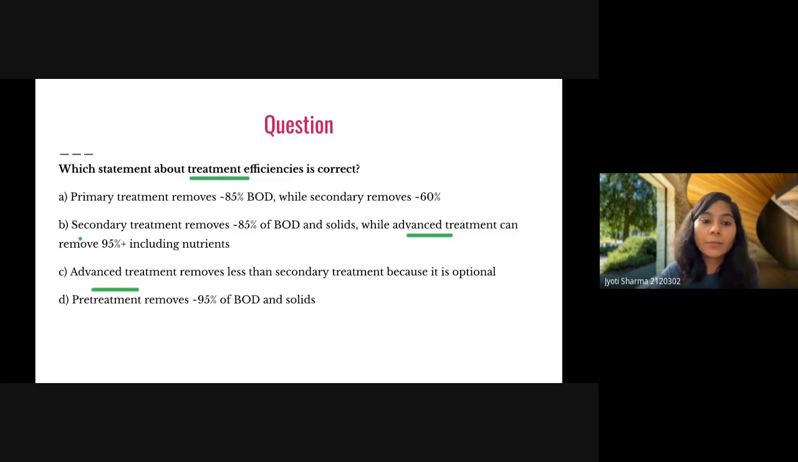Okay, now you have to tell me the treatment efficiency about the primary treatment, about the tertiary treatment, and about the advanced treatment. So primary treatment removes 85% BOD while secondary removes 60%. Secondary treatment removes 85% of BOD and solids while advanced treatment can remove 95% including nutrients. Advanced treatment removes less than secondary treatment because this is optional. Pre-treatment removes 90% of BOD and solids.